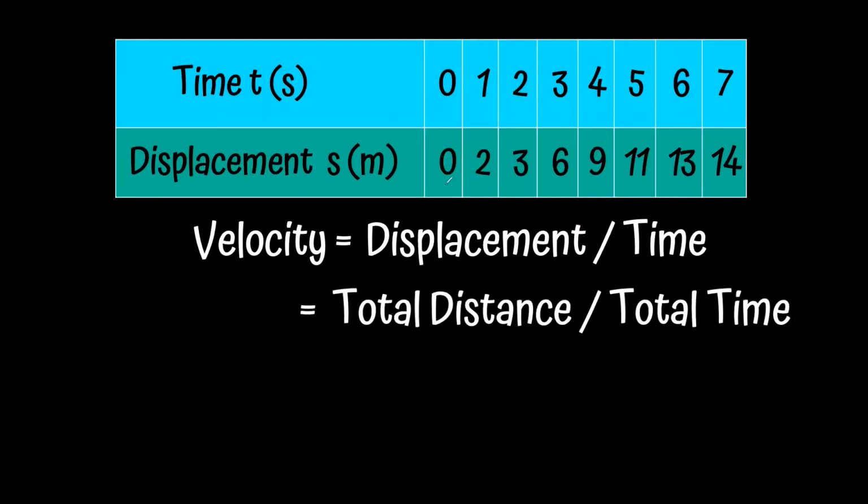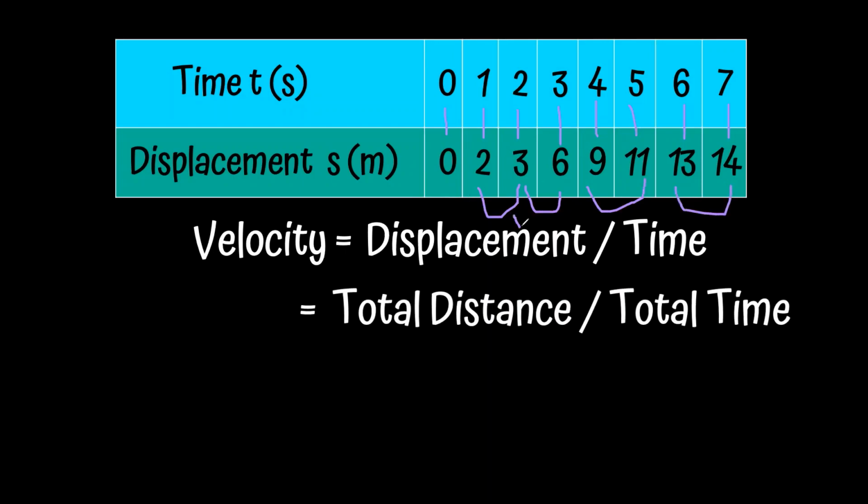So in this table, the time and displacement are given. 0 seconds 0 meters. 1 second 2 meters. 2 seconds 3 meters. And 3 seconds 6. 4 to 9. 5 to 11. 6 to 13 and 7 to 14. So this is not uniform, right? The gap is different.